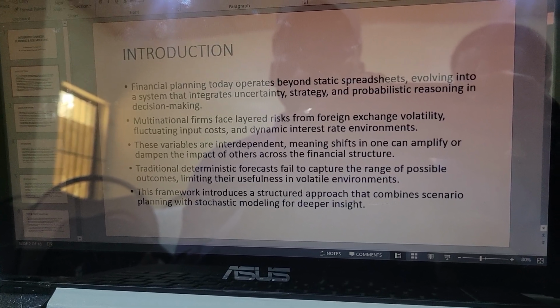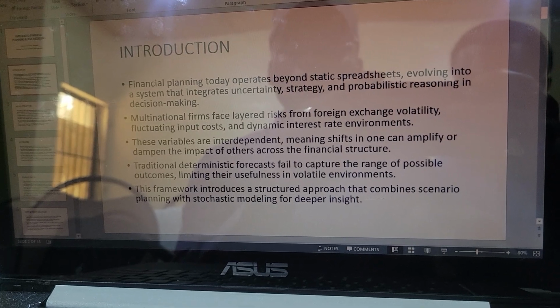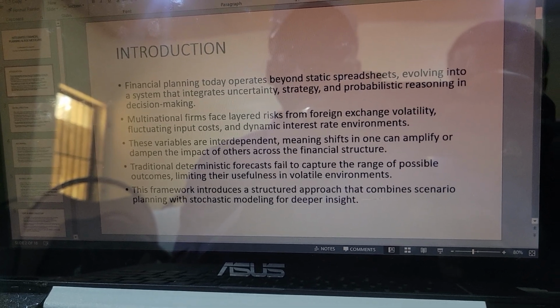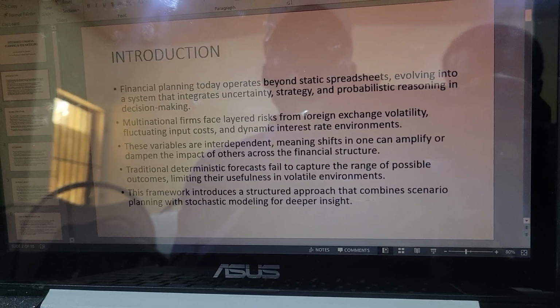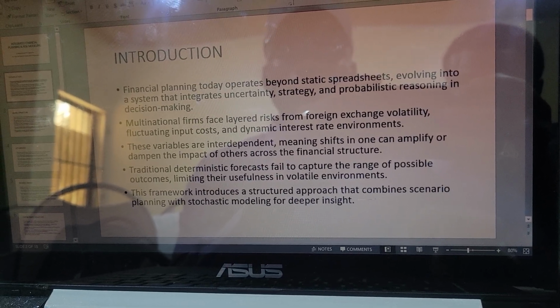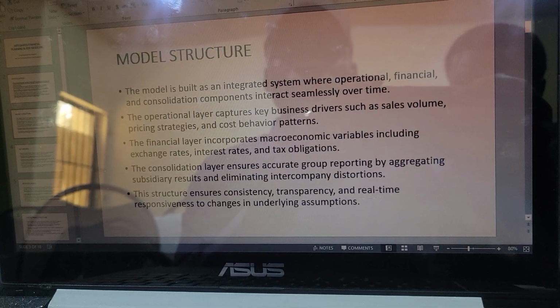These variables are interdependent, meaning a shift in one can amplify or dampen the impact of others across the financial structure. This framework introduces a structured approach that combines scenario planning with stochastic modeling for deeper insight.